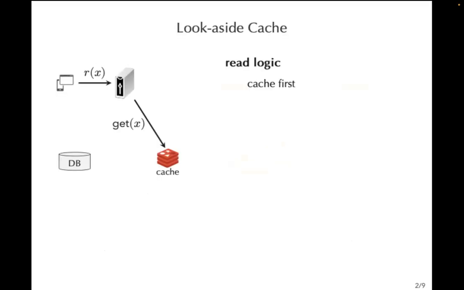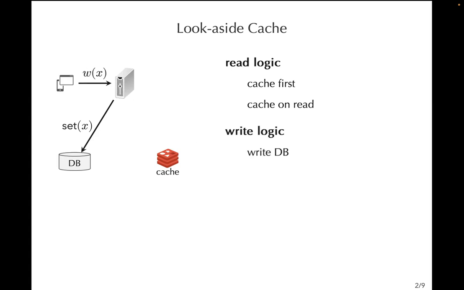The working logic of a side cache is pretty straightforward. For a read request, the application server looks up in the cache first. If it is a hit, then everything is done. If it is a miss, then it simply fetches the requested item from the database first and then caches it for future requests.